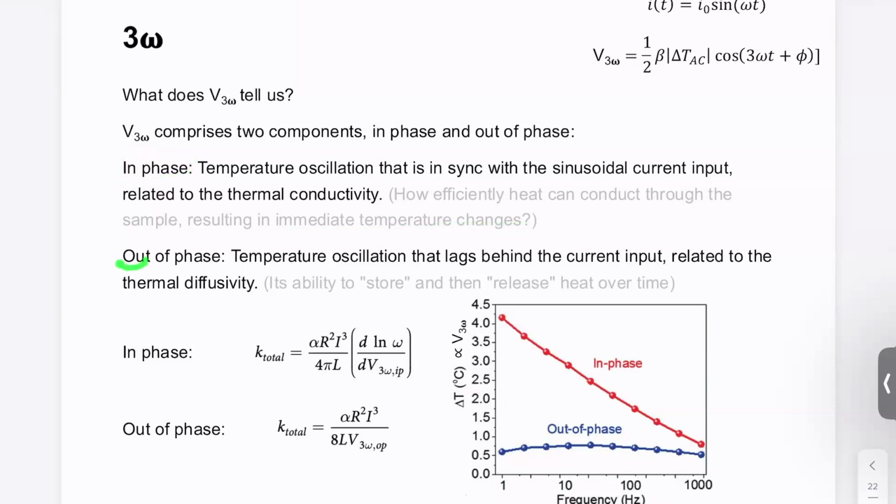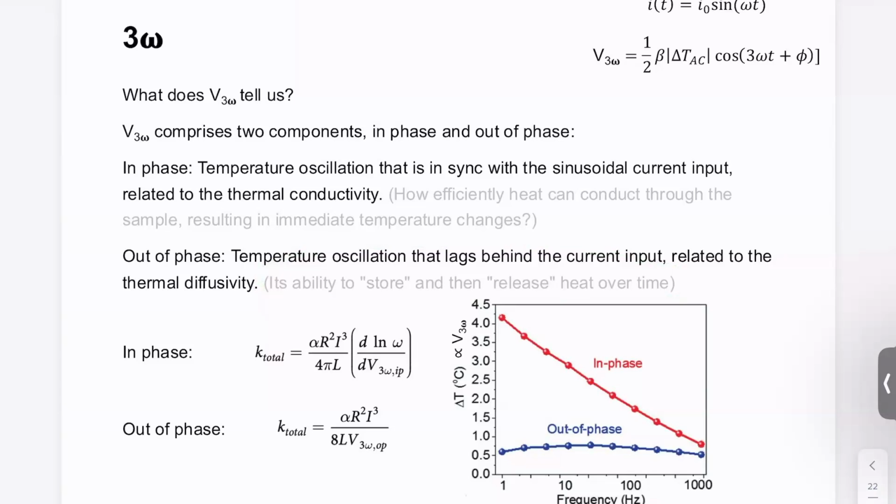Then there's also an out of phase term that tells you the temperature oscillation lags behind the current input. So it's related to thermal diffusivity because the out of phase term tells you the ability of the material to store and then release heat over time. So that's more about thermal diffusivity.